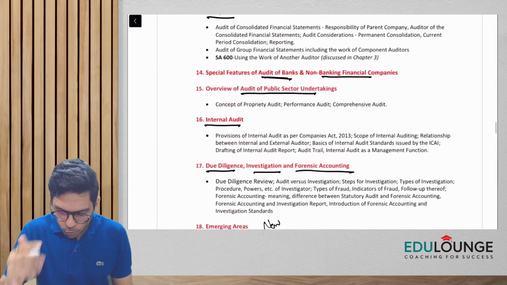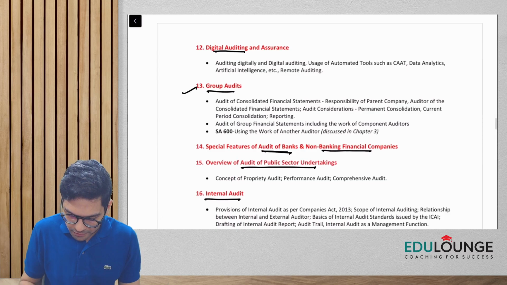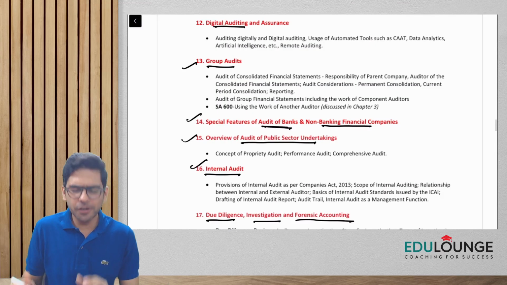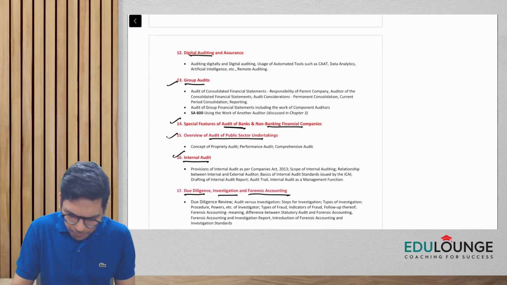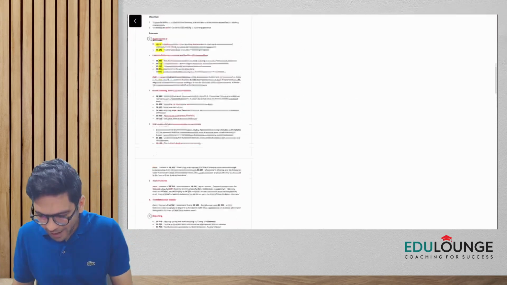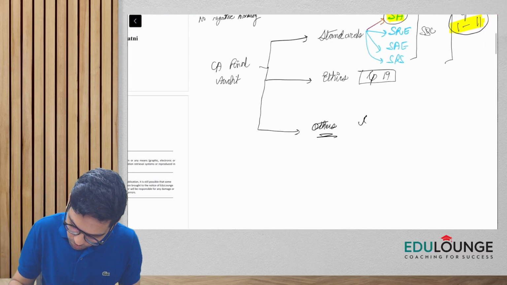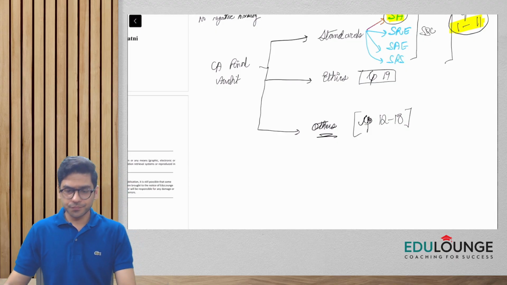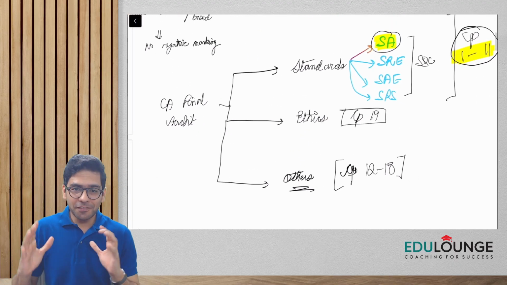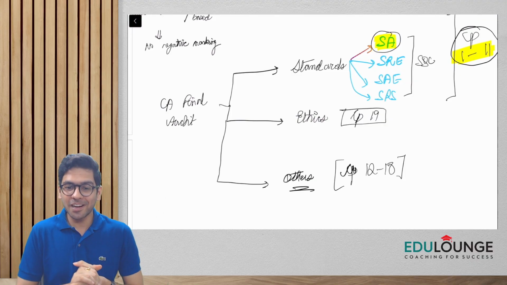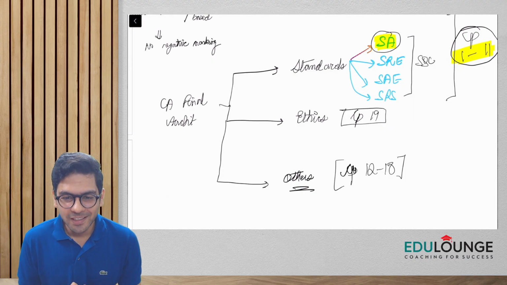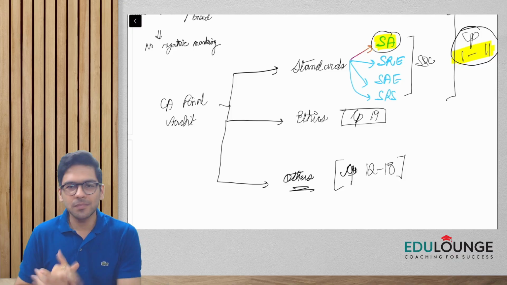Most of the portions here, group audits, special features of audit of banks, NBFCs, public sector undertakings, internal audit, all this were there in the old course as well. So that is why these chapters from 12 till 18, I will classify as others for the time being. So from chapter number 12 to 18 is part of your others. So this is roughly the syllabus of CA Final Audit, the new syllabus. And again it comprises majorly of the standards, then ethics, and then the others part.